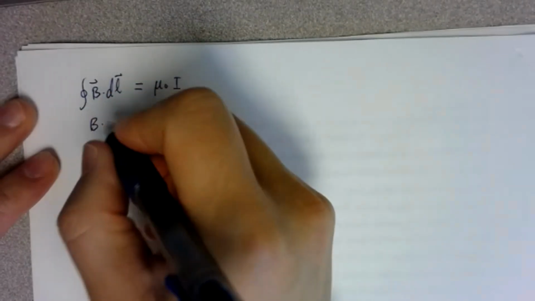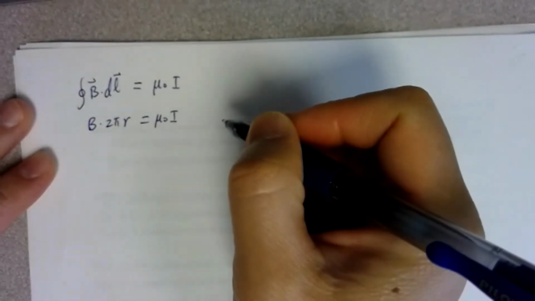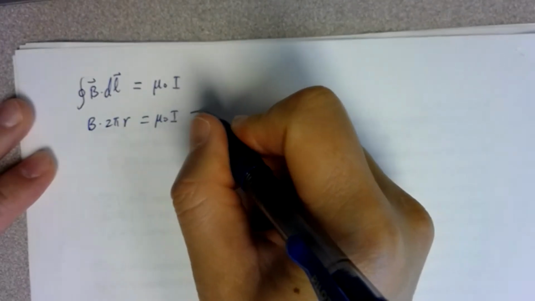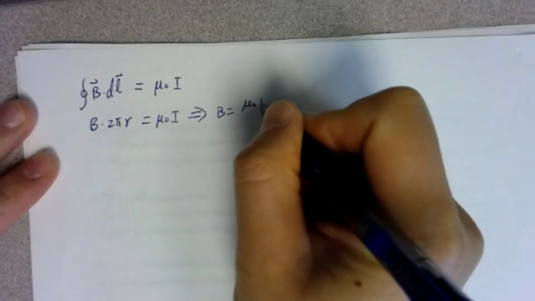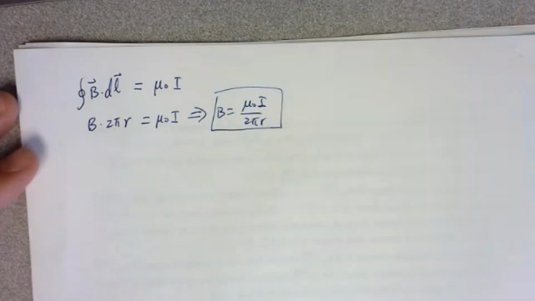You can use your right hand rule. You'll see that the B field is always in the direction of the circular path, so it's parallel to it. And it should be a constant number. So this should be just B times 2 pi R, since B is constant. That equals mu naught times I. So then B will be equal to mu naught I over 2 pi R. This is the result we also got from Biot-Savart's law.